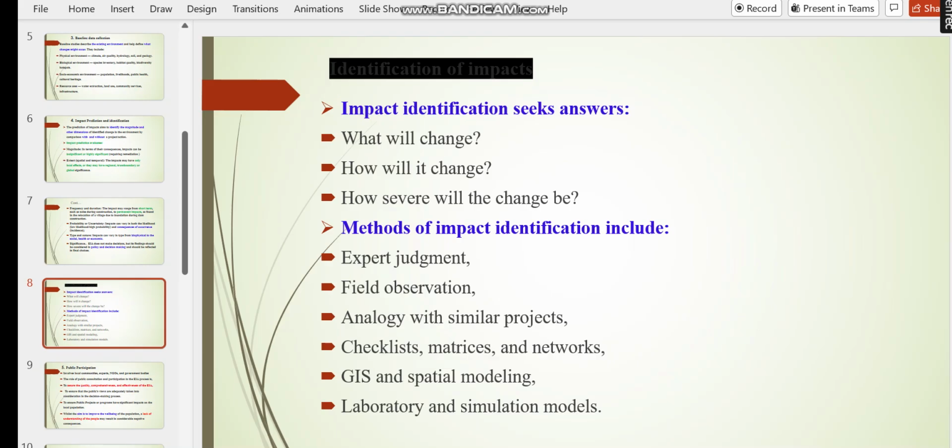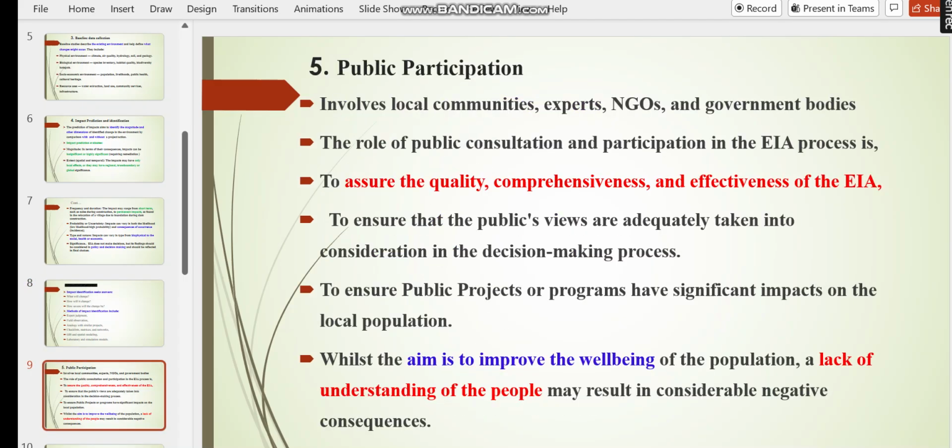Impact identification seeks to answer what will change, how will it change, how severe will the change be. Methods of impact identification include expert judgment, field observation, analogy with similar projects, checklists, matrices and networks, GIS in spatial modeling, laboratory and simulation models.